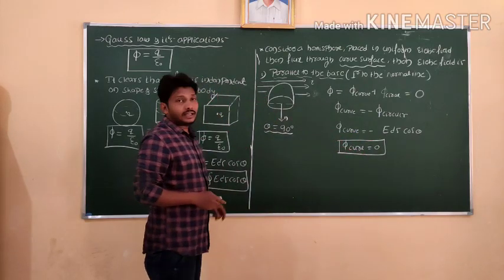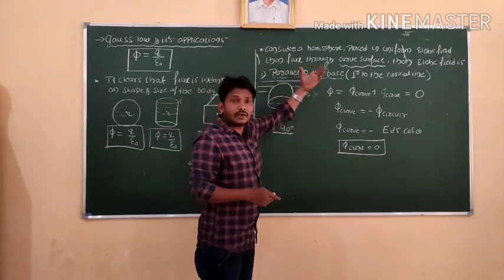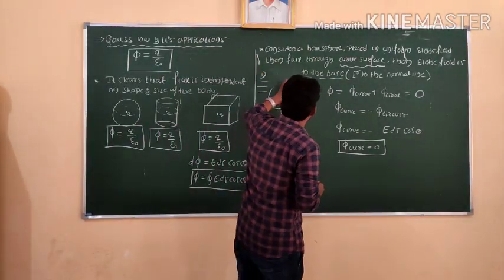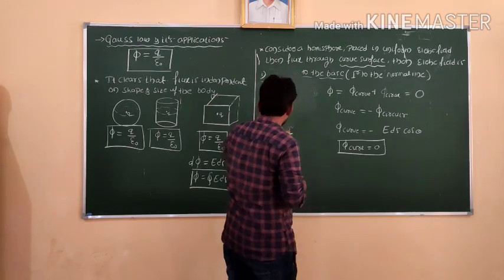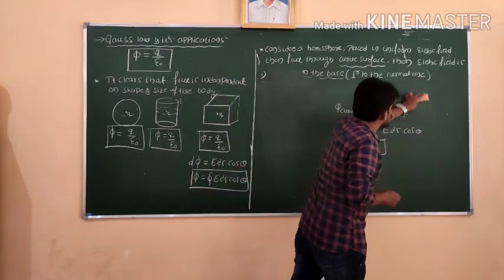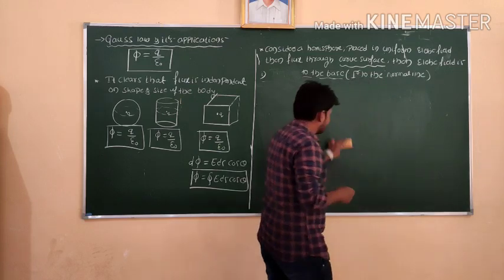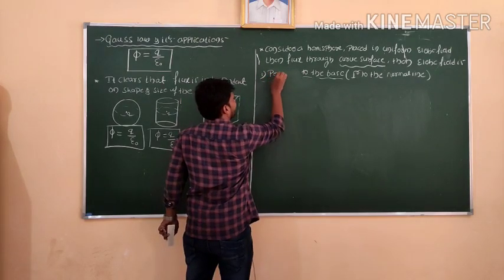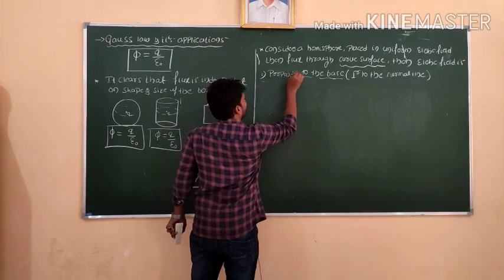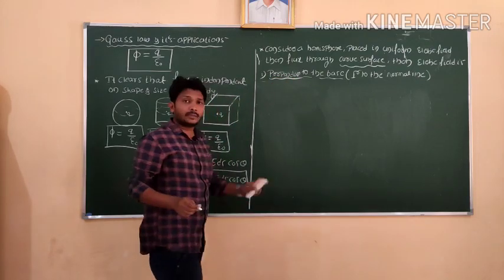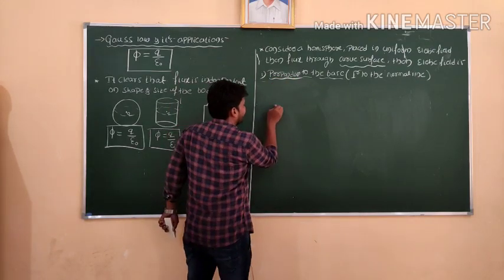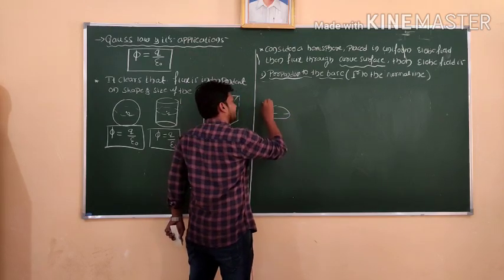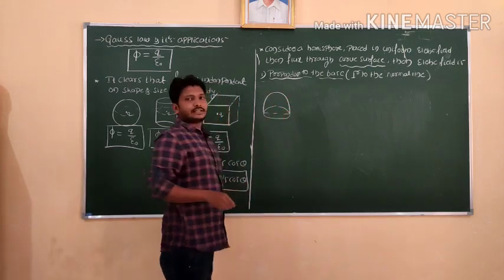Now let me consider another example. If the field lines are perpendicular to the base, then what is the equation for flux through the curved surface here? Look at here, field lines are, first one parallel, now perpendicular. Field lines are perpendicular to the base. So again let me draw one hemisphere here. So this is the hemisphere. So this is the curved surface.